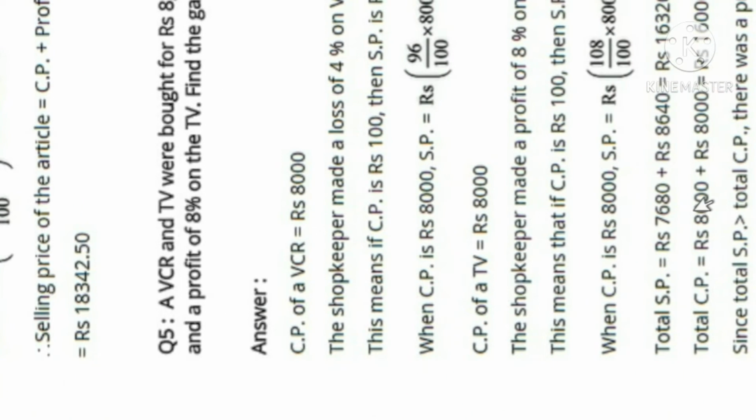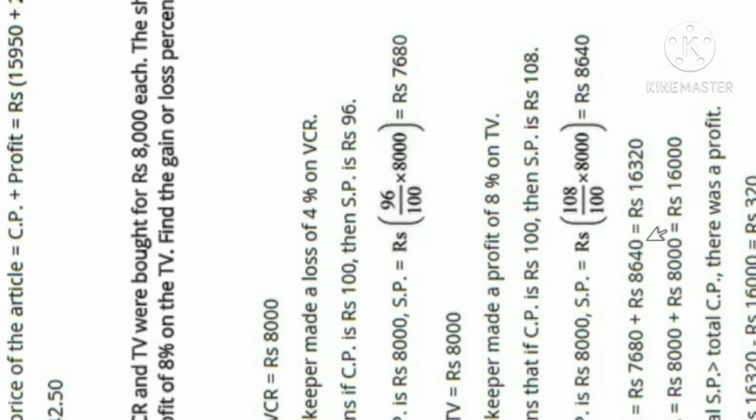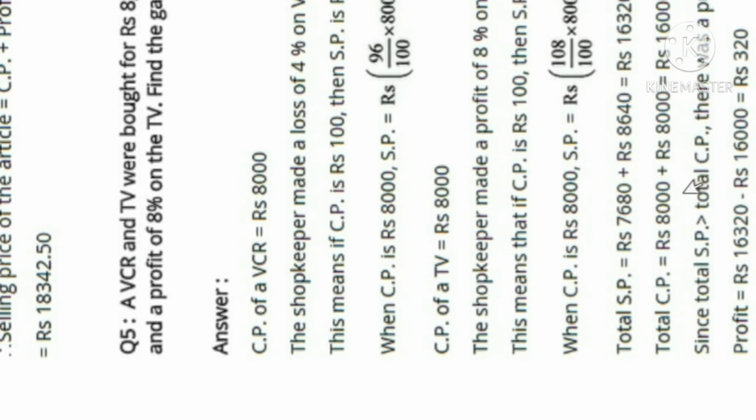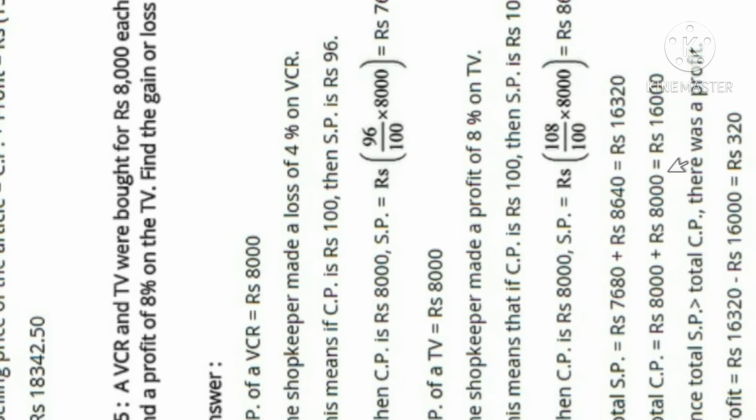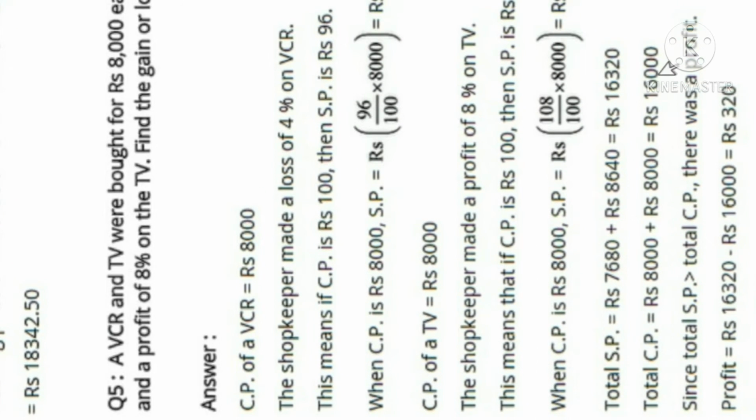Now total SP. Okay, we will find now total SP equals rupees 7,680 plus rupees 8,640, equal to rupees 16,320. This is the total SP, selling price. Now total CP equals rupees 8,000 plus 8,000. Both are having the same price as we have seen. So 8,000 plus 8,000, that is rupees 16,000. Okay. Now what we can see, SP is greater than CP. So there was a profit. Okay. So we will find out the profit. How? SP minus CP. So 16,320 minus 16,000 equals rupees 320.